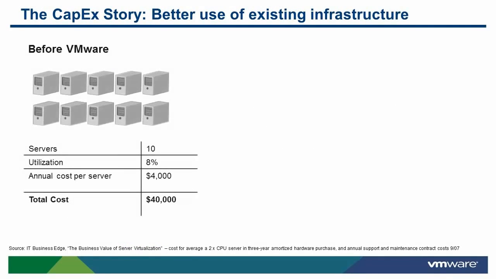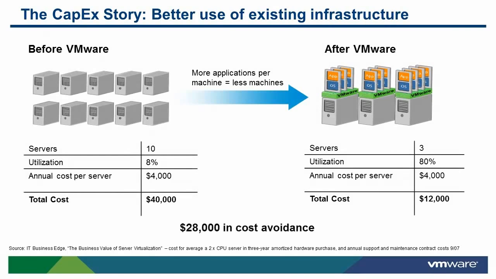You can make better use of existing infrastructure. In this quick example, 10 physical servers are reduced to only 3 physical servers. This represents a very conservative consolidation ratio of about 3:1, and ratios around 8 or 10:1 are typical. CapEx savings are just the beginning of the story.